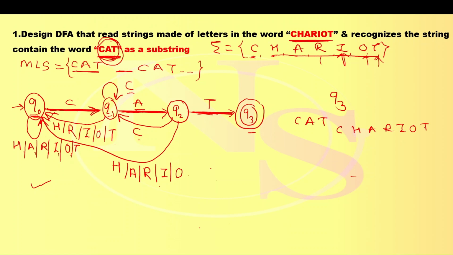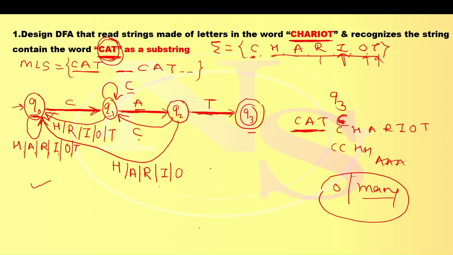Now, how to reach Q3 by reading CAT? Our main condition is fulfilled here: I want CAT as a substring. After this CAT, if any symbol comes, maybe once, maybe twice, or multiple times, or 100 times, many symbols of the type CHARIOT may come. Any symbol may come multiple times, or it may happen that it won't come even a single time, meaning 0 times. Once we read CAT, any symbol may come multiple times, or no other symbol may come. Can I say 0 or many? Yes. So after reading CAT, 0 or many symbols may come.